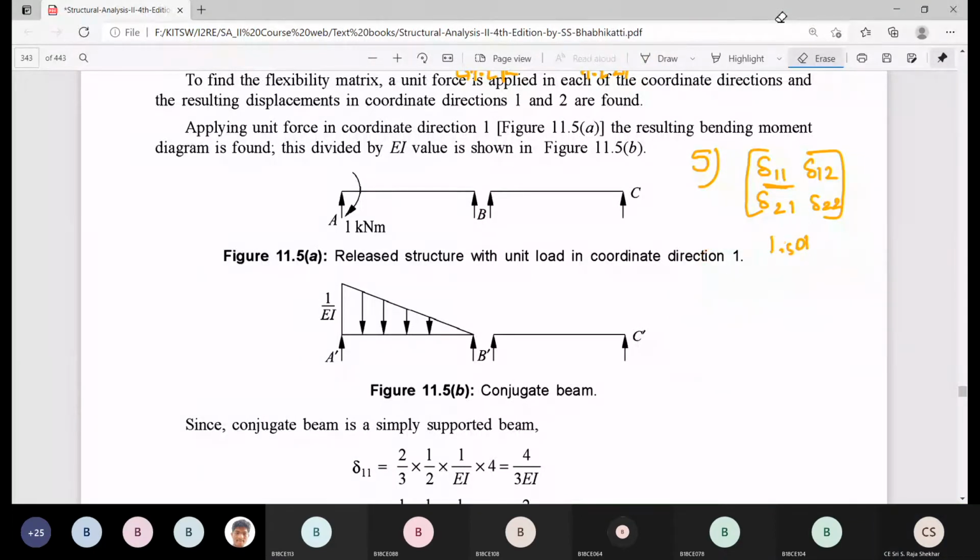So first I am drawing this beam, that is AB, BC. So AB, BC, two simply supported beams I just drew. For the calculation of delta 1 1 and delta 2 1, I need to apply unit force at coordinate direction 1. Here unit force is nothing but unit force in the coordinate direction. So the coordinate direction is the moment direction. That means we need to apply 1 kilonewton meter in the coordinate direction 1. Because of this application of moment, we need to draw the bending moment diagram for this two span continuous beam.